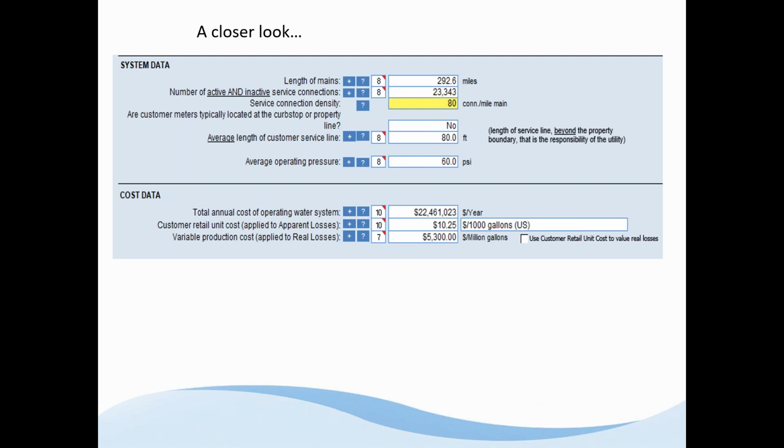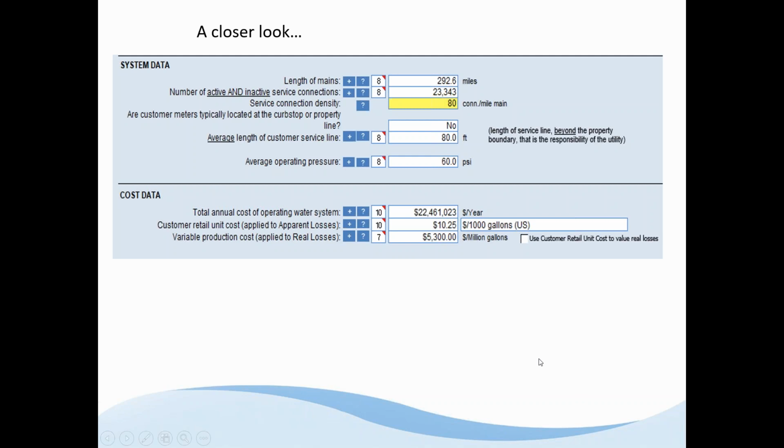Since this is the Midwest and the Chicago metro area, the water meters are in the house. So the service line length is much longer because it goes beyond the property boundary. It goes into the house.